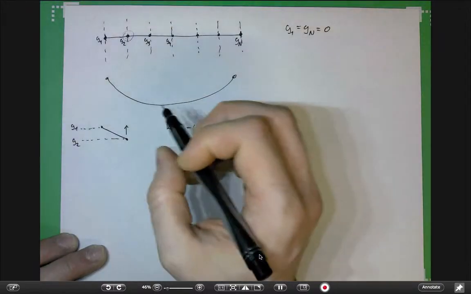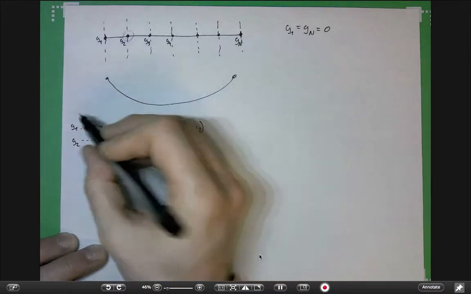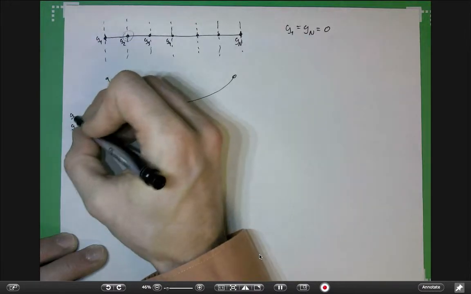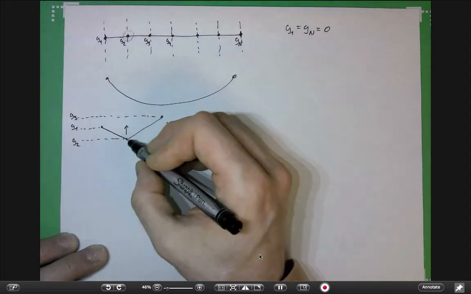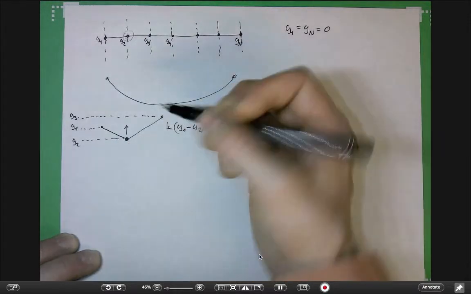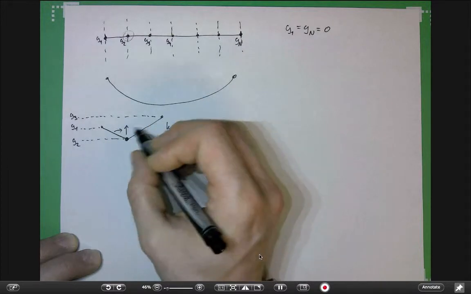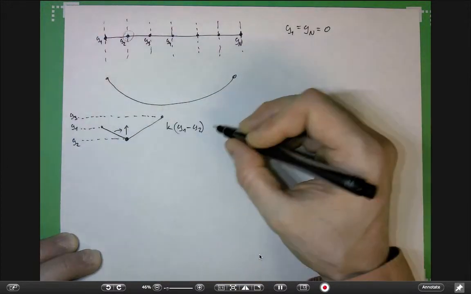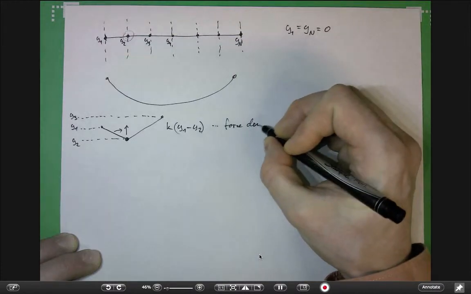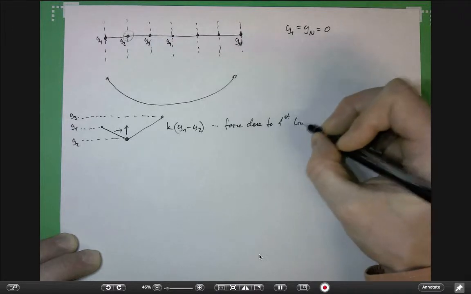Now the next spring is like this. So let's assume it's stretched like this for illustration purposes. And here is my coordinate y3. So this node here, the second node, will also feel some force. So this is the force due to the first spring, and maybe I'll write it here, force due to first link or spring.